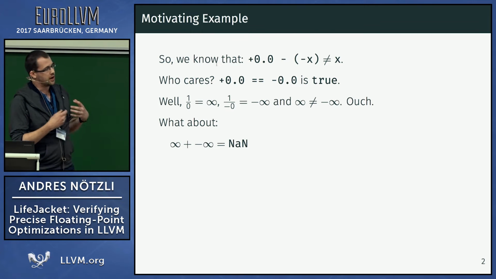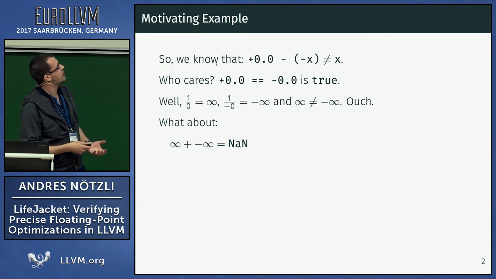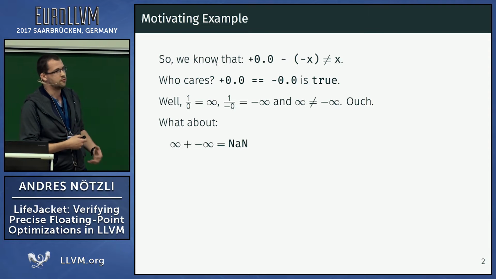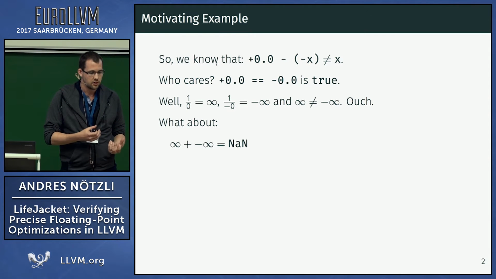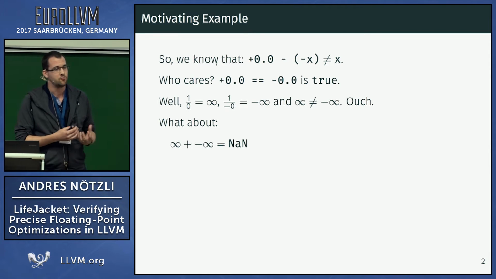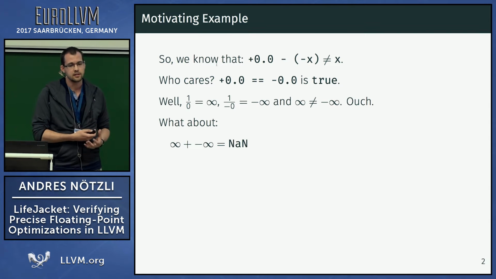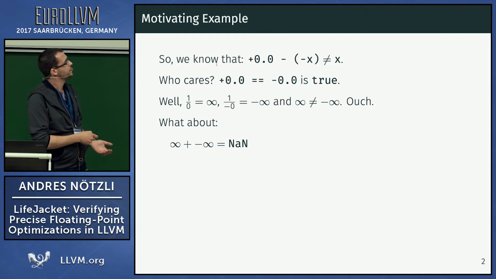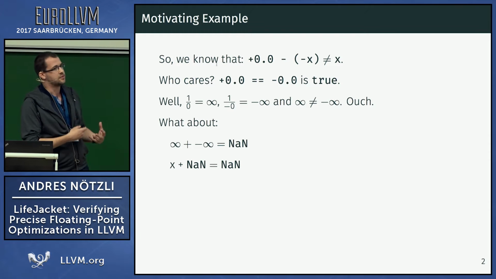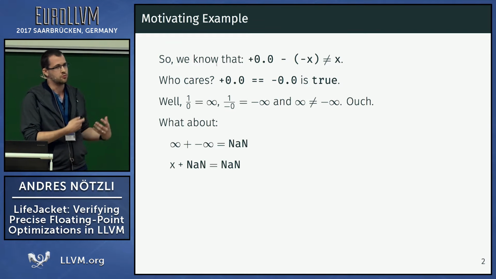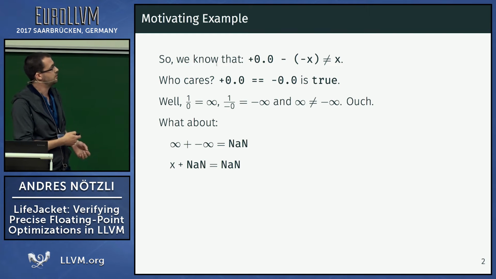In addition to all these positive, negative 0, and infinity values, floating point arithmetic also has the notion of not a number values, and those values stand for things that can't be expressed reasonably as a number. So for example, if you add infinity and negative infinity, then you get not a number. And those special values have, in turn, their own rules. So if you, for example, add not a number to another value, you again get not a number.